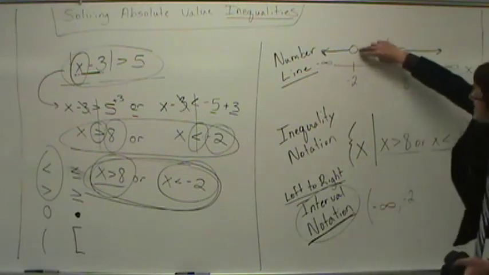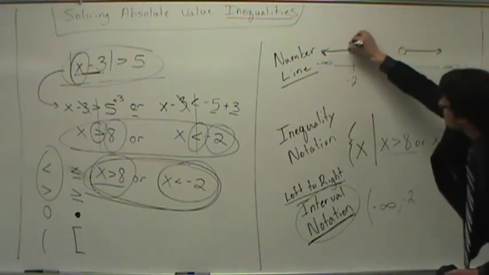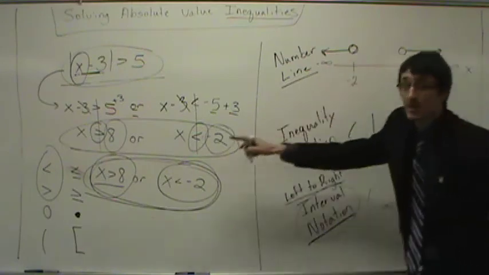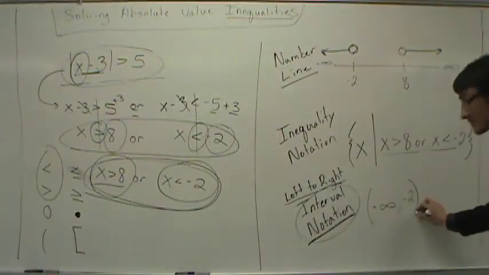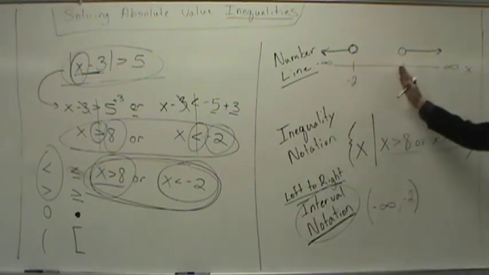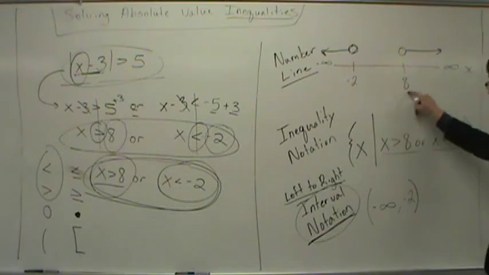And now my question, at negative 2, are we open or closed? Open or closed? We are open. Okay, so notice, when we are open, what are we going to use? Parentheses. So I want you to put a parenthesis next to negative 2. Now, we have a break in the graph. Where does it start? It starts up again where? At 8. Okay, so at 8, are we open or closed?